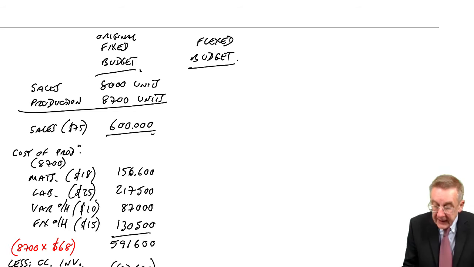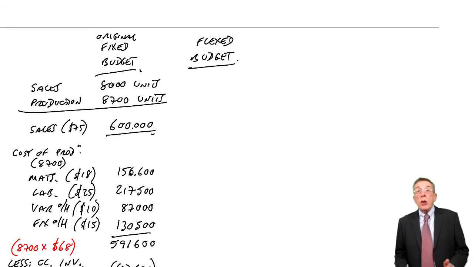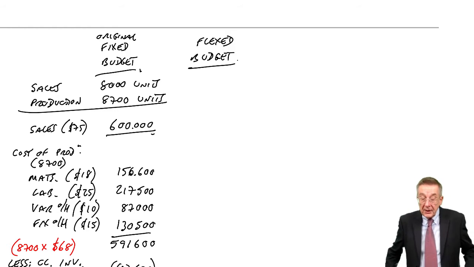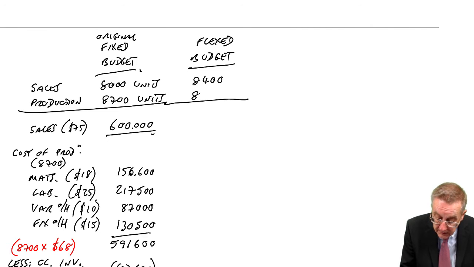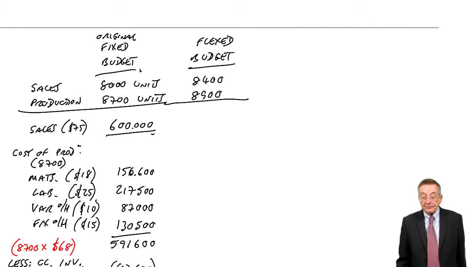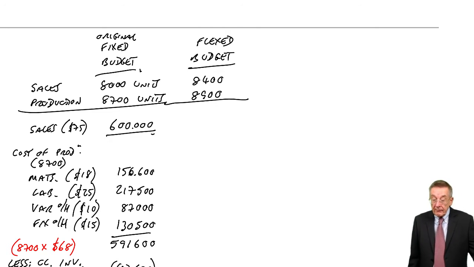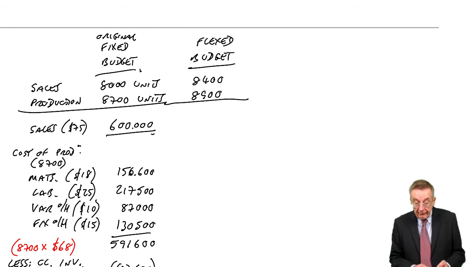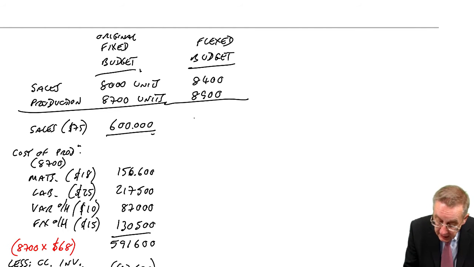And by flexing, we rewrite the original budget but based on the actual sales, the actual production. So what were the actual sales, actual production? We actually sold 8,400 units. We actually produced 8,900. So let's now rewrite the original budget. So the sales revenue, 8,400, the selling price should be 75. And so we should have had revenue of 630,000.